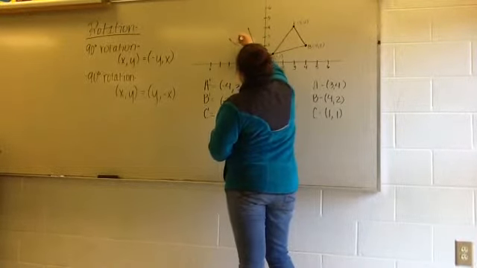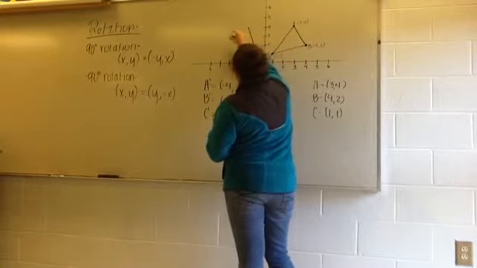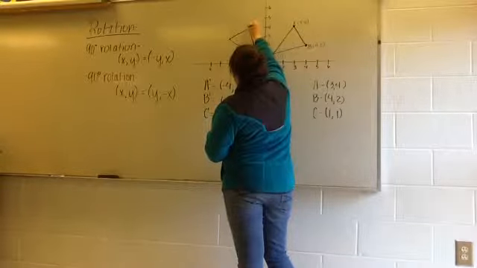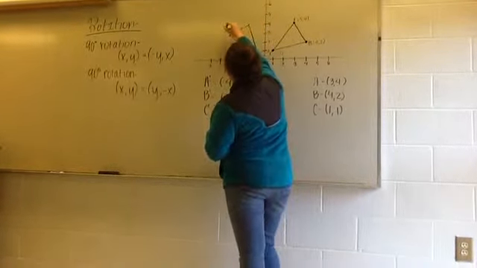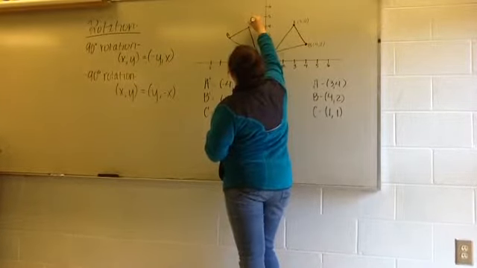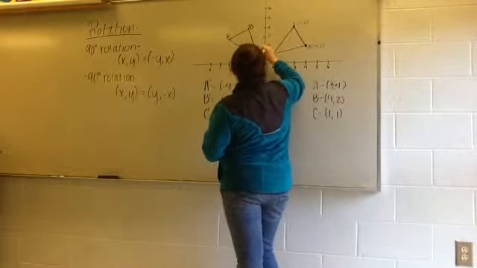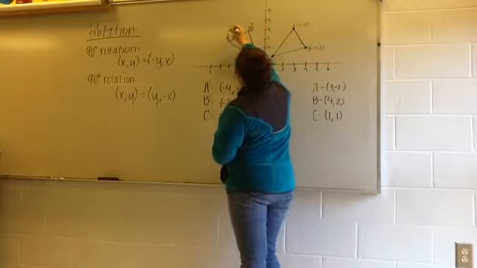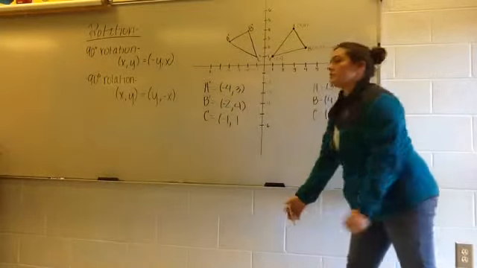Now we're going to draw our lines and label our points. This is A, B, C. And that is our 90-degree rotation.